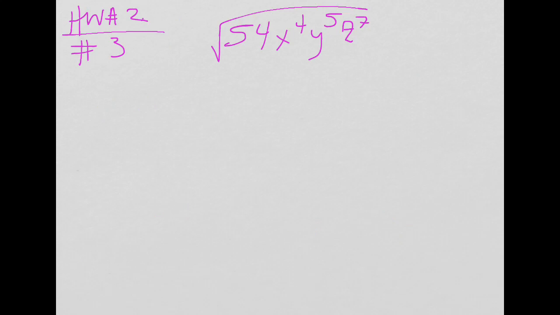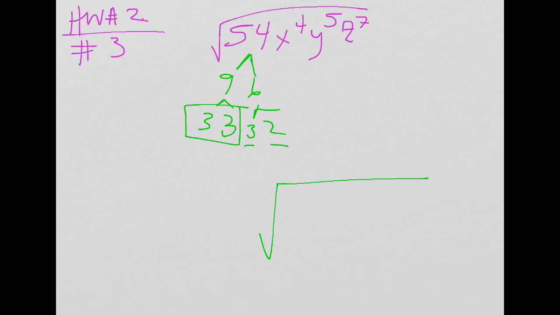Alright. So what we need to do first is break down the number, the 54. It breaks into 9 and 6, which in turn breaks into 3 and 3, and 3 and 2. Now since it's a square root, I don't have a number there at all, so I just assume that it's a what? A 2, because it's a square root, so that means I need pairs. I got a pair of 3's there, but the 3 and 2 are left over.